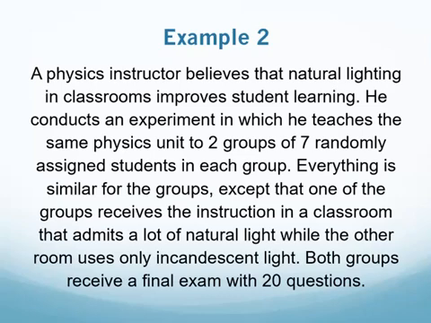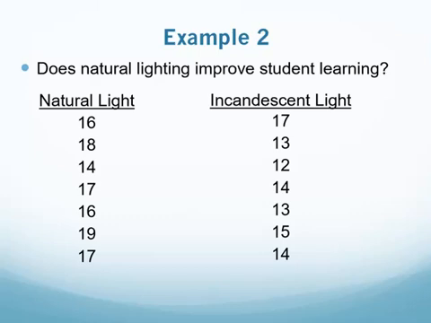Here it is. So a physics instructor believes that natural lighting in classrooms improves student learning. He conducts an experiment in which he teaches the same physics unit to 2 groups of 7 randomly assigned students in each group. Everything is similar for the groups, except that one of the groups receives the instruction in a classroom that emits a lot of natural light, while the other room uses only incandescent light. Both groups receive a final exam worth 20 questions. So here's the question. Does natural lighting improve student learning?